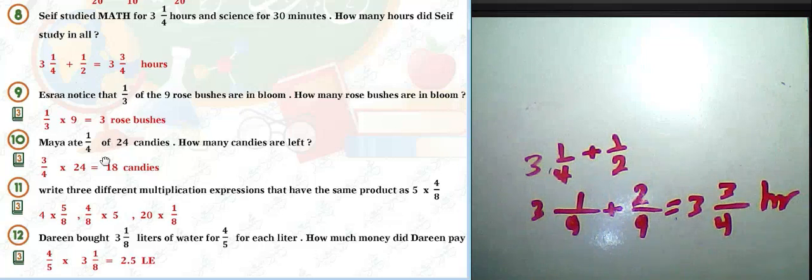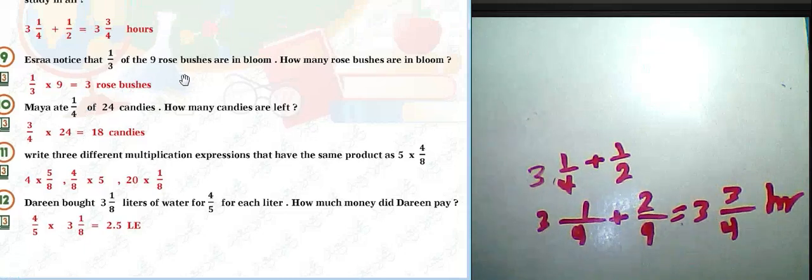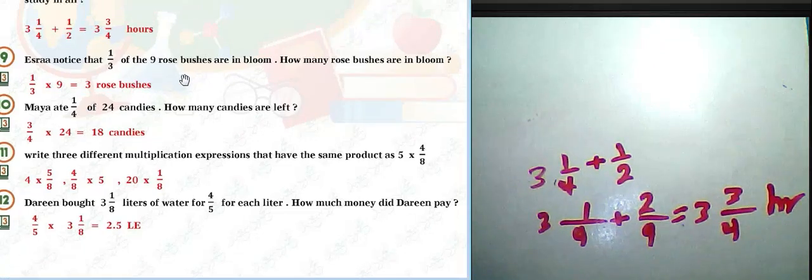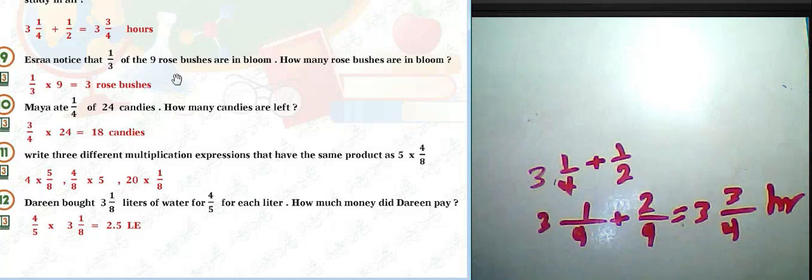Question 9. Isra noted that a third of the rose bushes are in bloom. How many rose bushes are in bloom? A third of them means a third multiplied by 9. A third times 9 equals 3. 9 divided by 3 equals 3, okay?